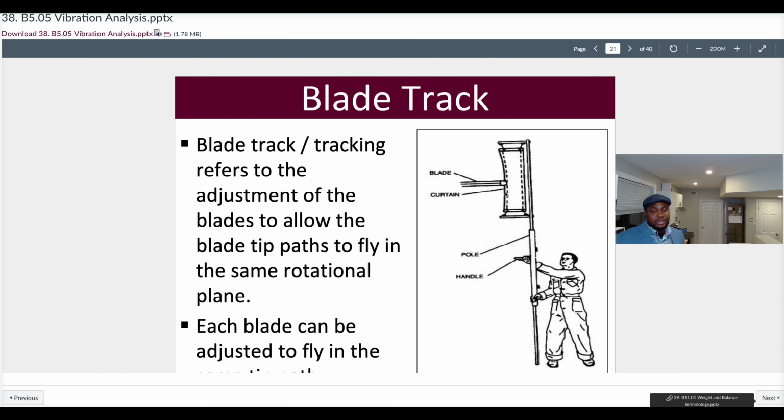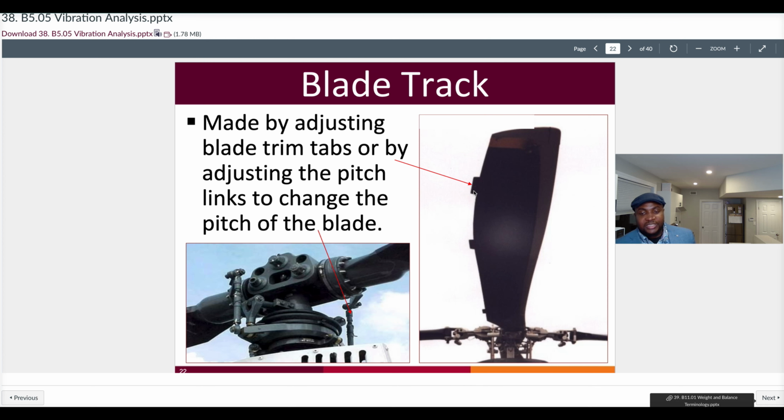Each blade can be adjusted to fly in the same tip path plane. We have a quick way of doing that, and it's by adjusting these trims that are found in some blades. So the trim tabs can be adjusted to cause a blade to fly in a higher tip path plane or lower tip path plane so that it meets up with other blades and avoids that vertical vibration. Now this is the quick method, and this is not very efficient in the sense that usually blades will return back to their original out of track condition.